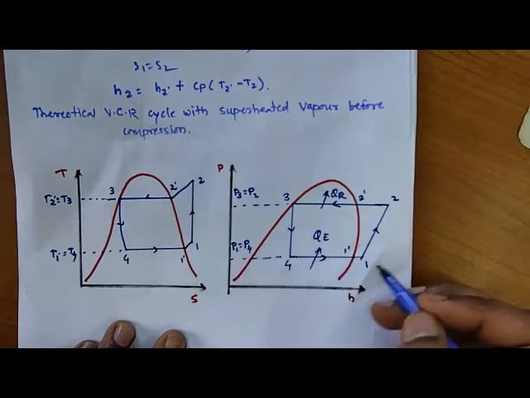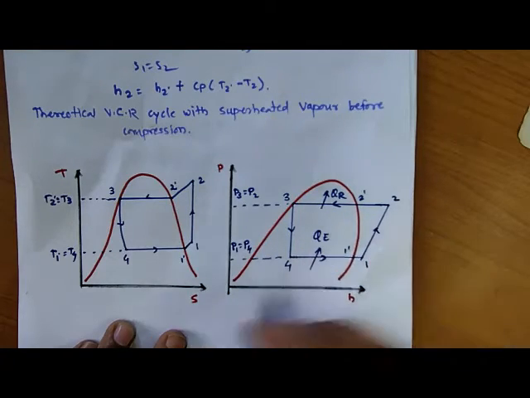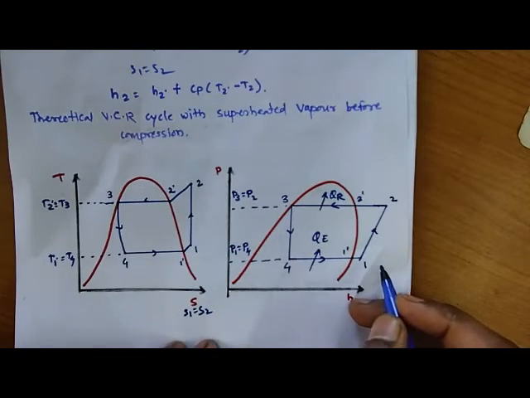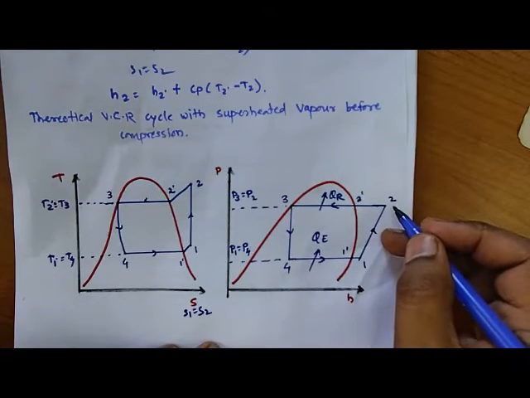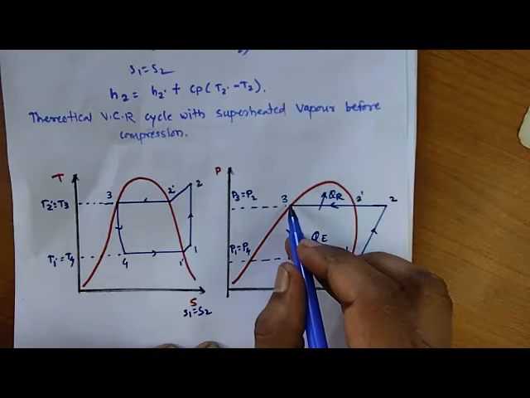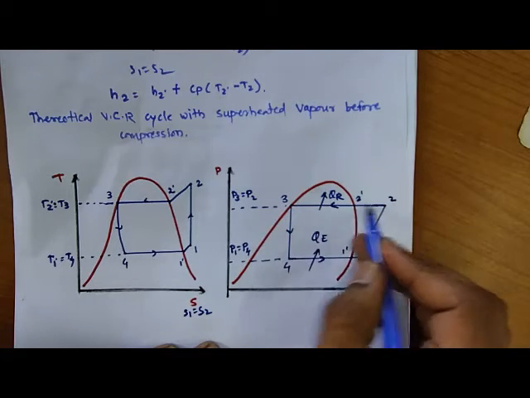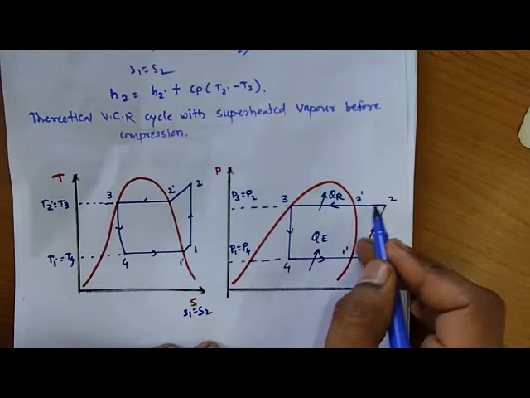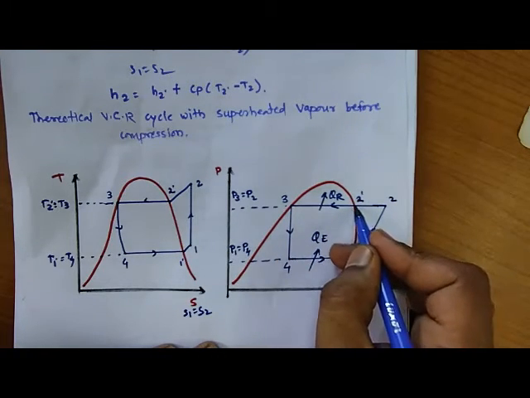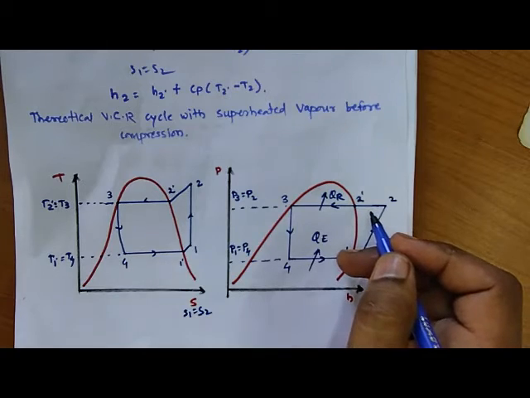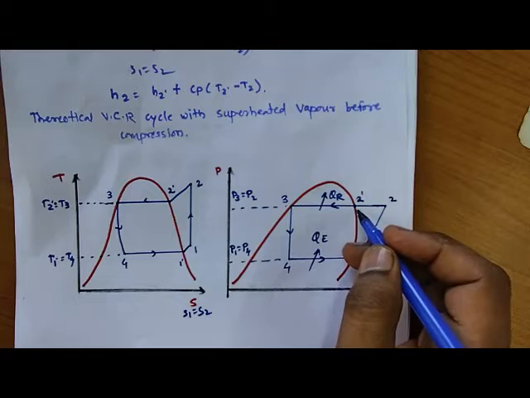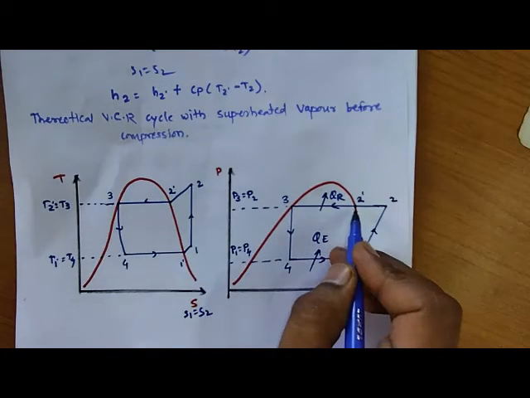So 1 to 2 is isentropic, so here S1 is equal to S2. Here 1 to 2 is the isentropic compression process, an inclined line. Then 2 to 3 is the condensation process. During the condensation process, when heat is rejected by the refrigerant at constant pressure, we reach the temperature corresponding to the saturated gas line. That point is indicated here as 2 dash.